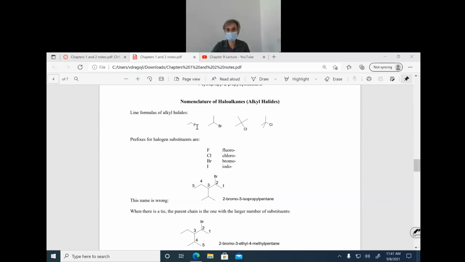Haloalkanes. So they contain a halogen: fluorine, chlorine, bromine, or iodine. I don't have any iodine here. And here are some examples of line formulas of alkyl halides. By the way, these last two are identical.